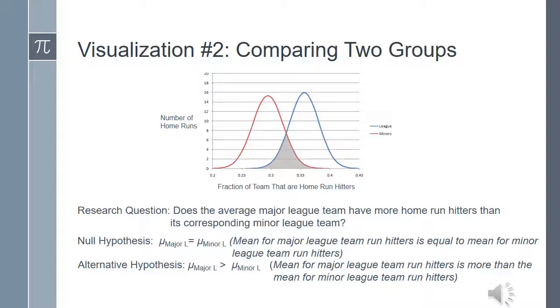Null hypothesis, mu major equals mu minor, meaning that the mean for major league team home run hitters is equal to the mean for minor league team home run hitters. Alternative hypothesis, mu major is greater than mu minor, meaning that the mean for major league team home run hitters is more than the mean for minor league team home run hitters.